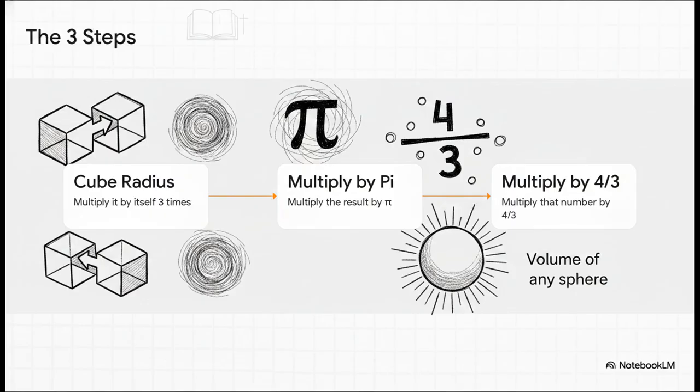It's really just 3 foolproof steps. Step 1, cube the radius. That simply means you take the radius and multiply it by itself 3 times. Radius times radius times radius. Step 2, multiply that result by pi, which we typically just estimate as 3.14. Step 3, multiply that new number by the fraction 4/3. And honestly, that's it. Just 3 simple actions to unlock the volume of literally any sphere in the universe.